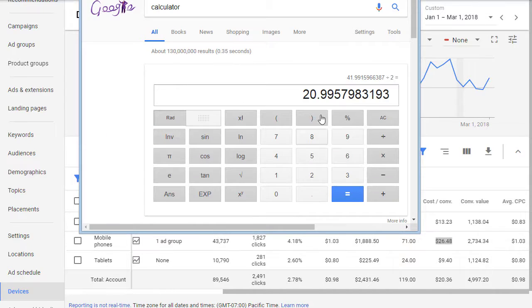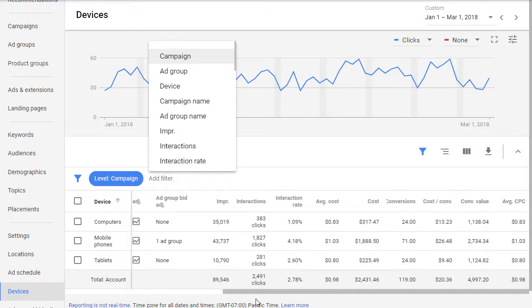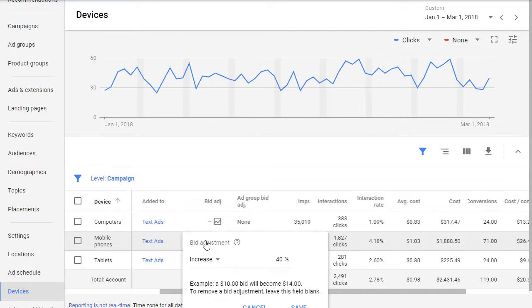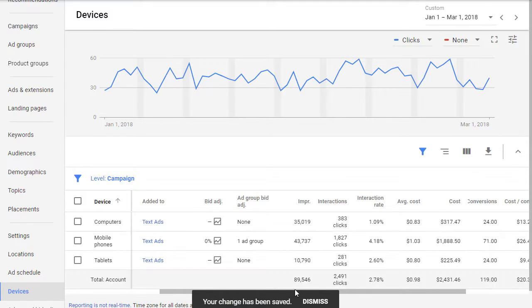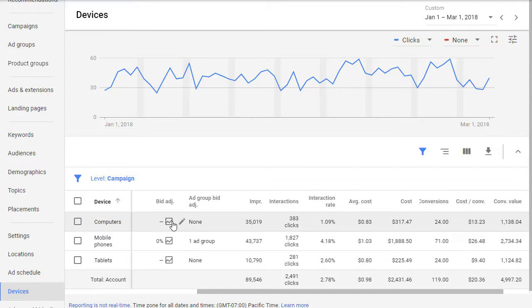So if that number was 83 cents, we're going to take the total 1,827 clicks they had on mobile and multiply that by the desktop click value. They would have spent 1,561. Let's divide that, say they got the same amount of conversions, and it comes to 21.35. So this is going to be break-even profitable by changing this bid adjustment to 0. So you can see, increase to 0. And that should be more profitable.